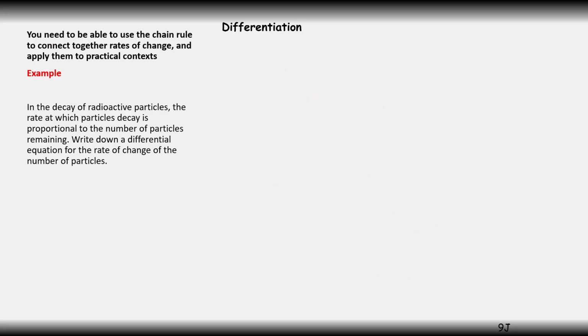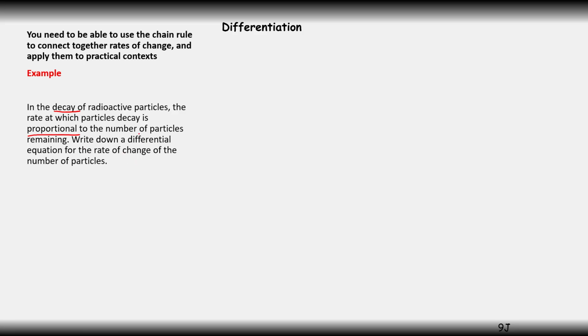Okay, so let's have a look at this example. It says, in the decay of radioactive particles, so decay, which means it's a decrease, the rate at which the particles decay is proportional to the number of particles remaining. Write down a differential equation for the rate of change of particles.